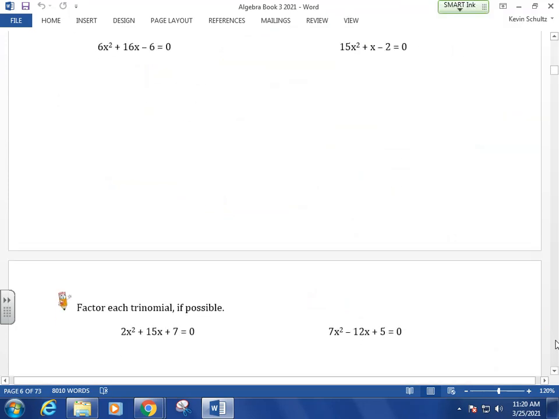Let's look at some to do together here. The steps are not written out, but we'll follow them. So step 1, which is factor out that greatest common factor. What is the greatest common factor of 6, 16, and 6, the three numbers in our trinomial?